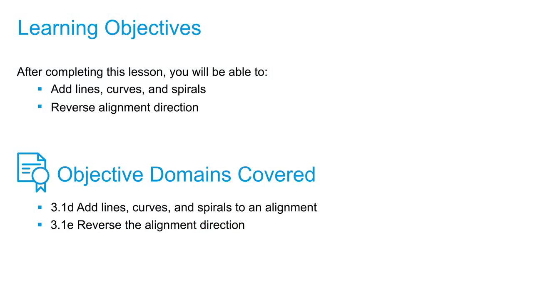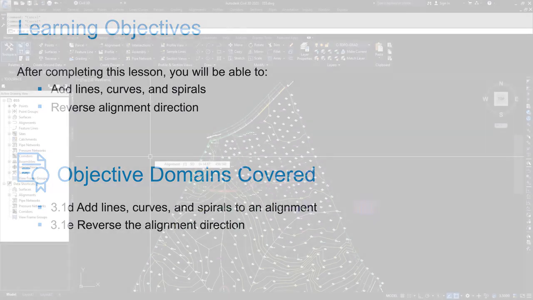In this video, we're going to talk about how to add curves, lines, and spirals to an already existing alignment. And then we're going to go ahead and actually use what we're talking about and add a couple of curves to our existing alignment inside of this drawing.